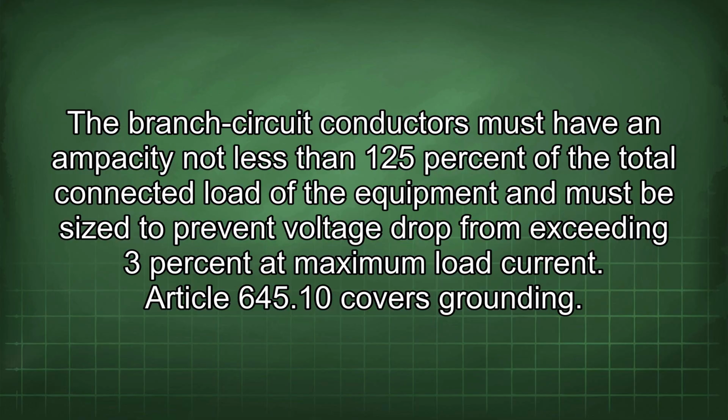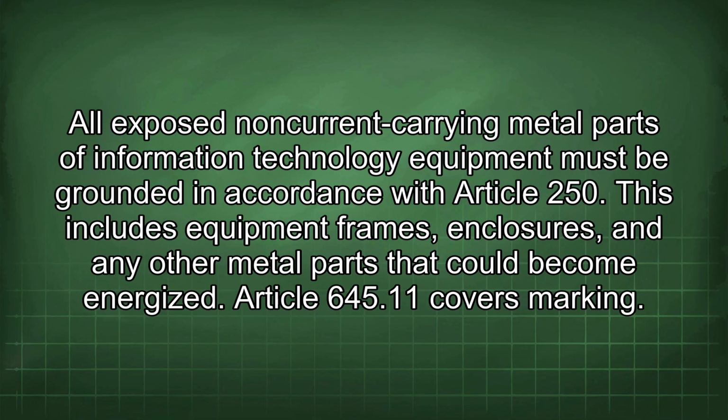Article 645.10 covers grounding. All exposed non-current carrying metal parts of information technology equipment must be grounded in accordance with Article 250. This includes equipment frames, enclosures, and any other metal parts that could become energized.